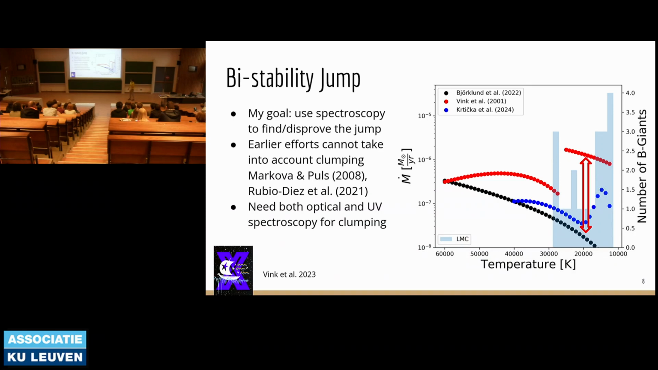So that's the goal of what I'm going to talk about today. I'm going to look at actual observations, try to determine mass loss rates, and see if we find stars clumped around here doing this jump upwards, or we find stars that are low down here.